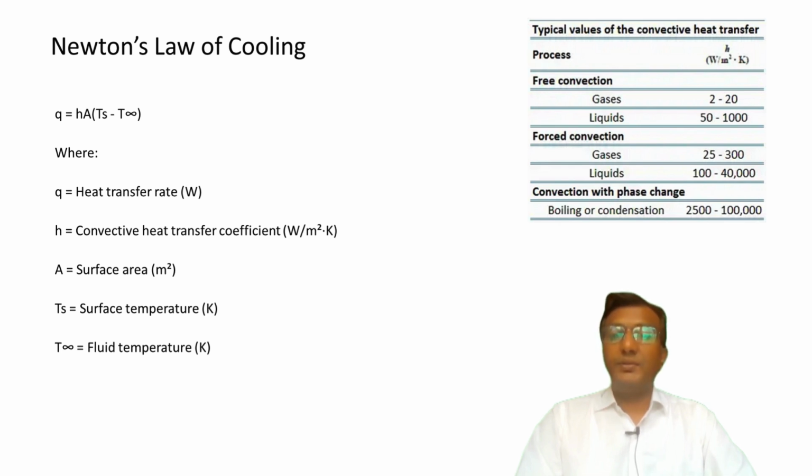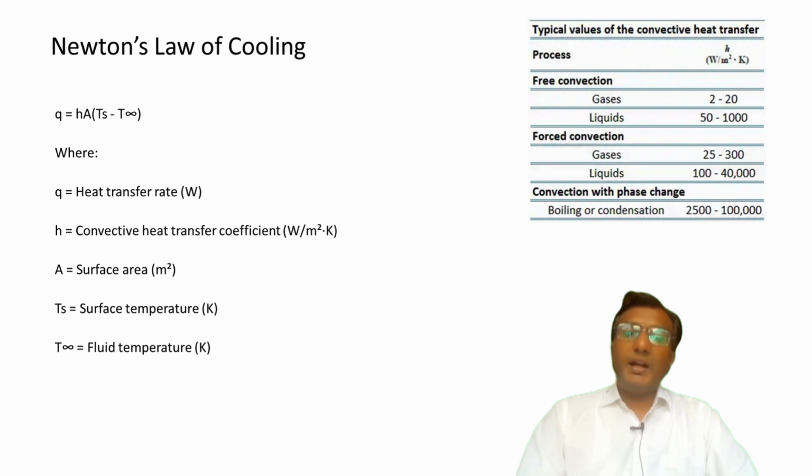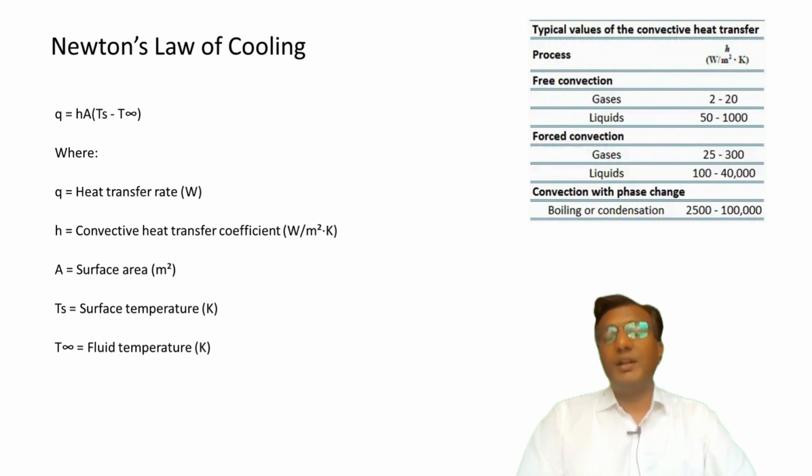Typically, h values for forced convection range from 25 to 300 watts per meter squared Kelvin for gases, and 100 to 40,000 watts per meter squared Kelvin for liquids. These values are significantly higher compared to natural convection due to the enhanced fluid motion.